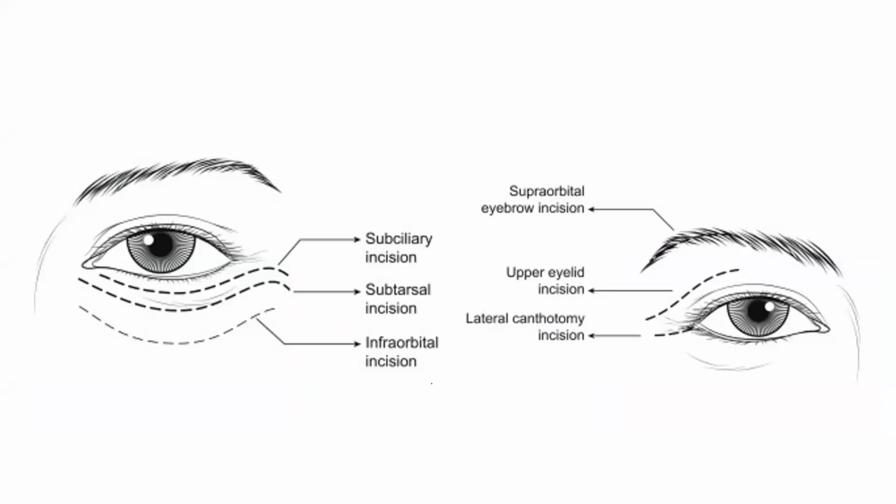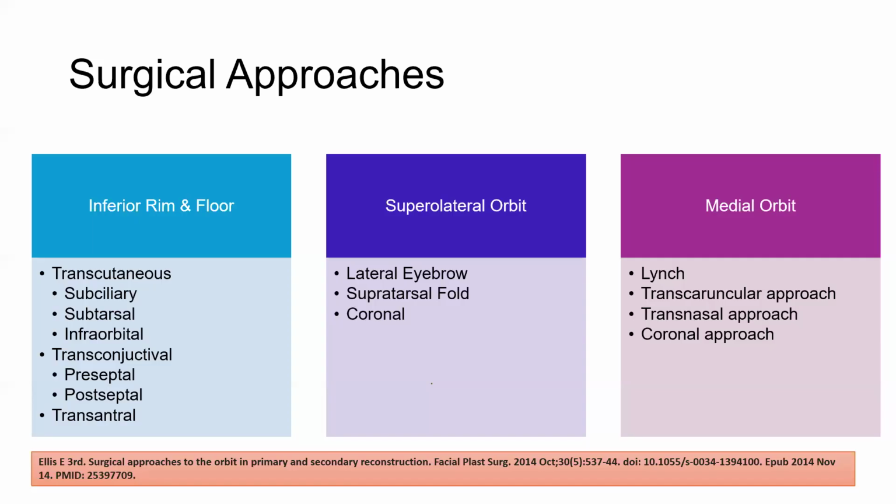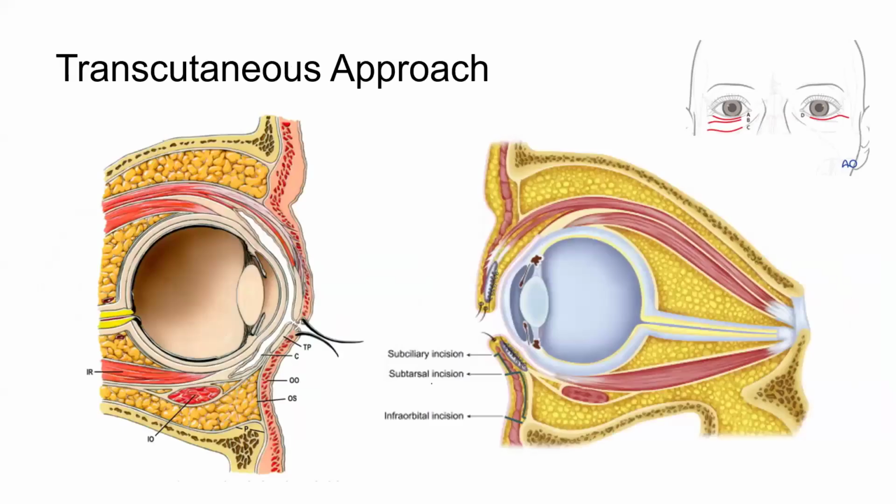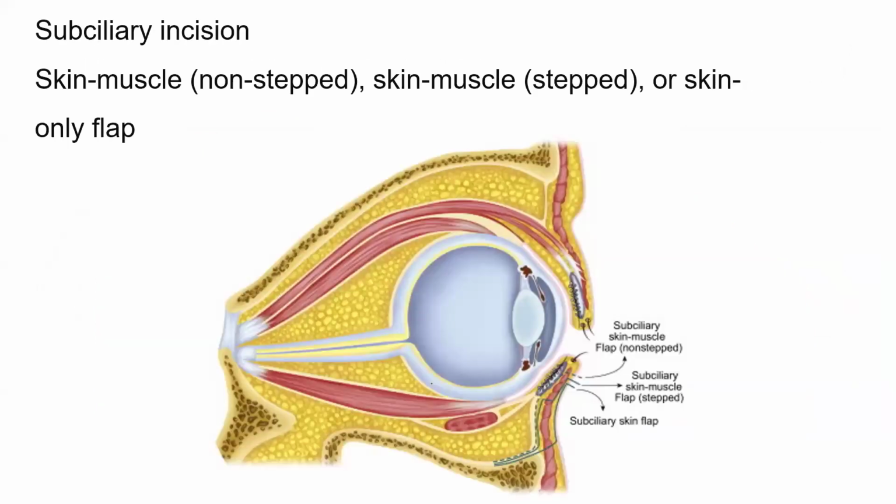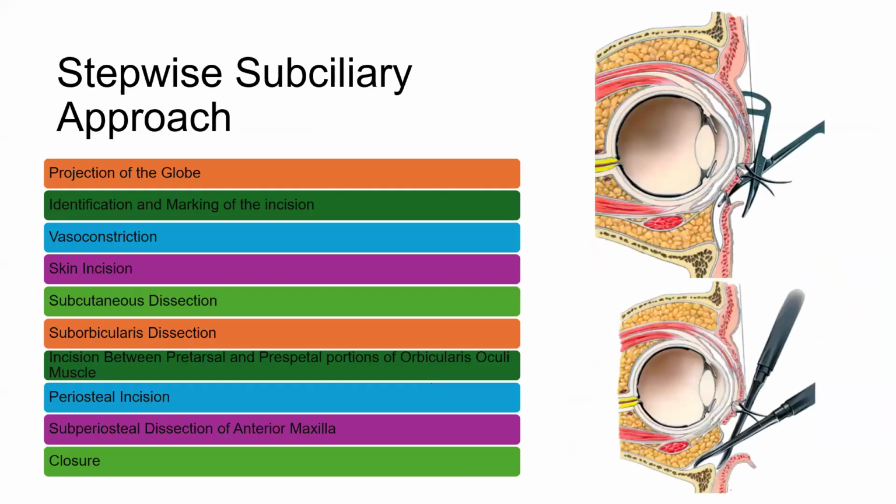So explaining about these incisions here: subciliary, subtarsal, and infraorbital. About the subciliary incision, again, it can be divided into three: non-stepped, stepped, or skin-only flap. So it depends on what structures you are dissecting to go to the infraorbital rim and the periorbita. So this is what is called the stepped approach. These are all the steps for the subciliary approach, so either it can be a stepped one or a non-stepped one.